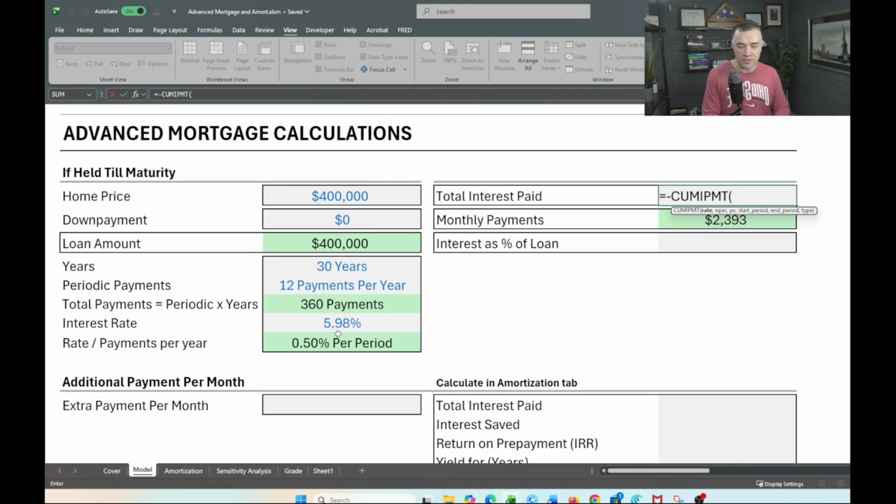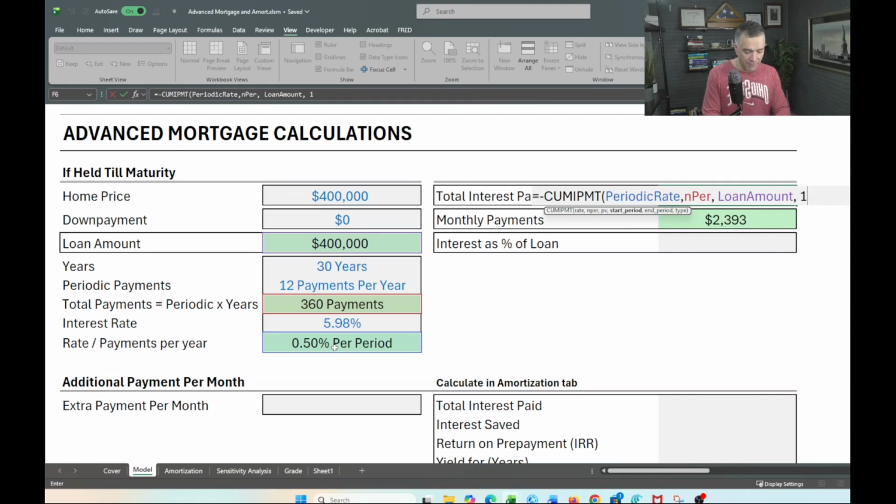First thing it's going to ask for is the rate. We always want to do the rate per period, comma. Next is MPER. Type that up. Next is our loan amount, our present value. Next is when does the payment start? We'll say from period 1. And then when does it end?